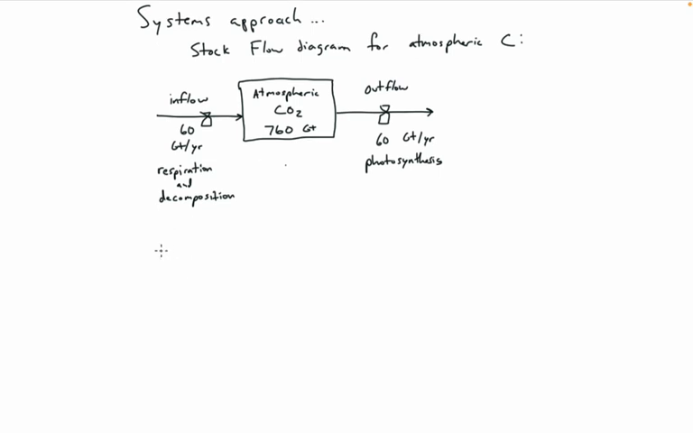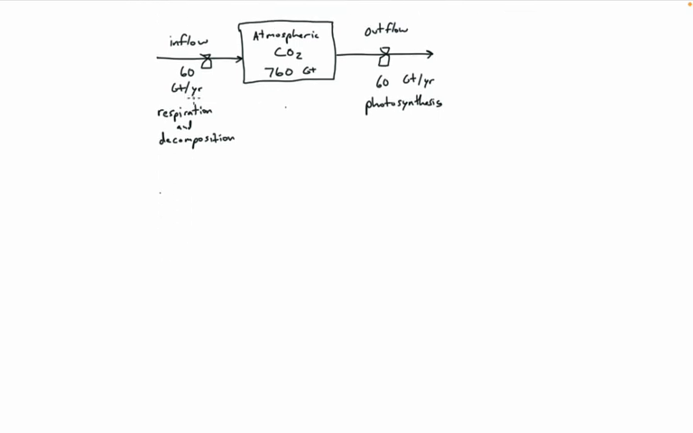Okay, so we can define something called steady state using this diagram. So steady state is what it sounds like. It's when inflow equals outflow. So in this case, the inflow equals the outflow, so we consider this a steady state. We expect the atmospheric CO2 to stay at the same level.